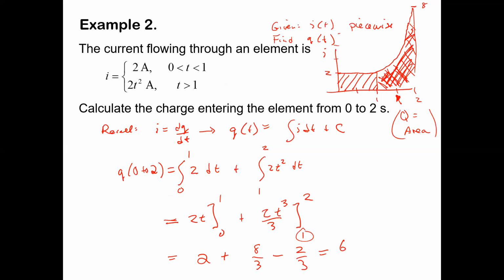Oh, wait, it's 16 thirds, right? I messed up. It's 16 thirds minus 2 thirds, don't you agree? Because when you plug in a 2 there, that turns into 8 times 2 is 16, 16 over 3. And then you have to subtract out a 1 there, so you get 2 times 1. So 16 thirds minus 2 thirds, so that's going to be 2 plus 14 thirds. Fourteen thirds is 4.666, right? So the whole thing is going to be 6.66. And the units are coulombs. Good.